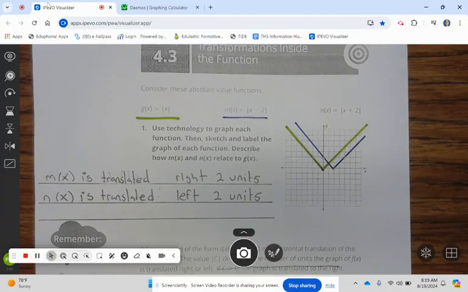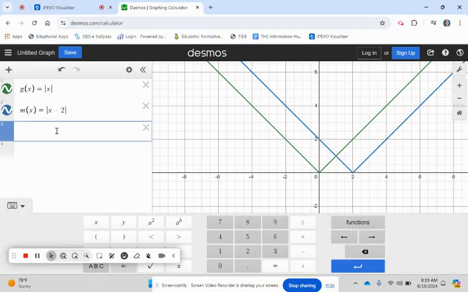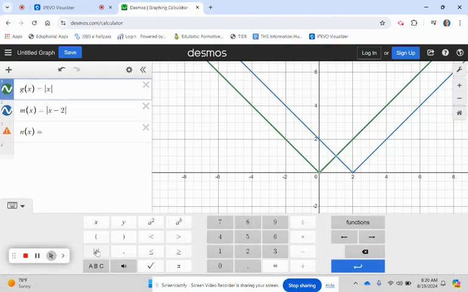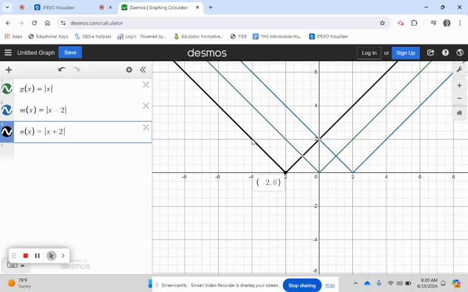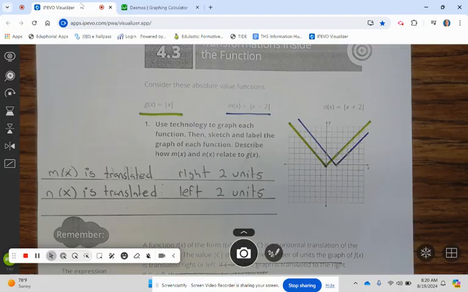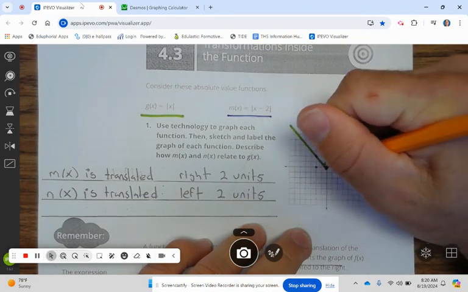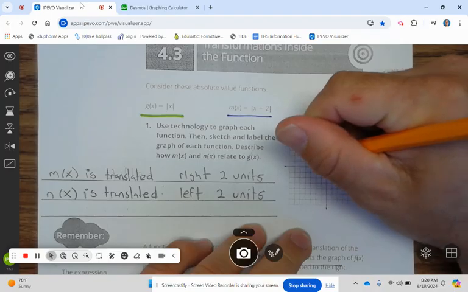Alright, let's take a look at the last one, n of x. x plus 2. And black is okay. We can use black. So let's see, we have negative 2, 0, negative 4, 2, and 0, 2.